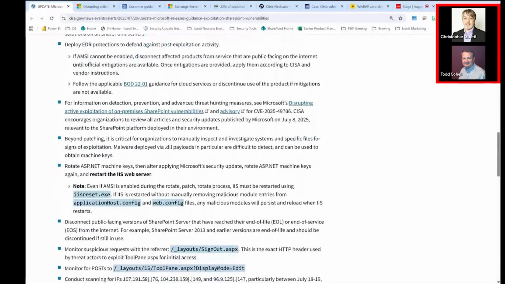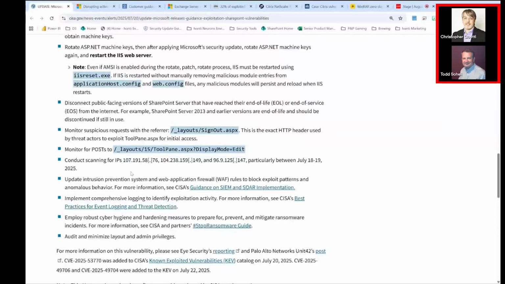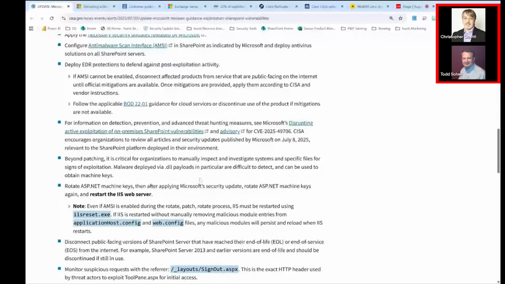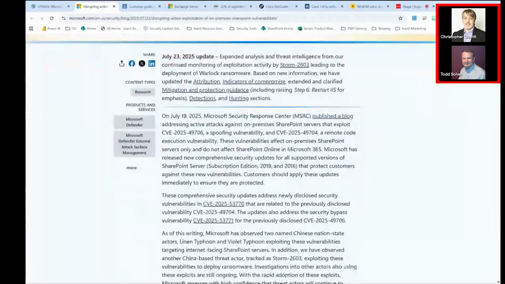So there's a lot of information in here about making sure that your detection guidance is in place, that you're looking for indicators of compromise, that your threat detection and event logging are updated, and that you're looking for any signs of exploitation there.